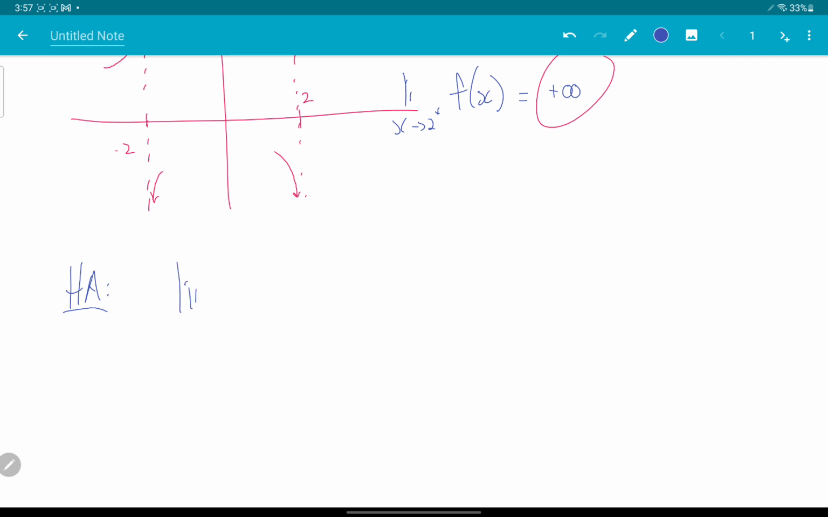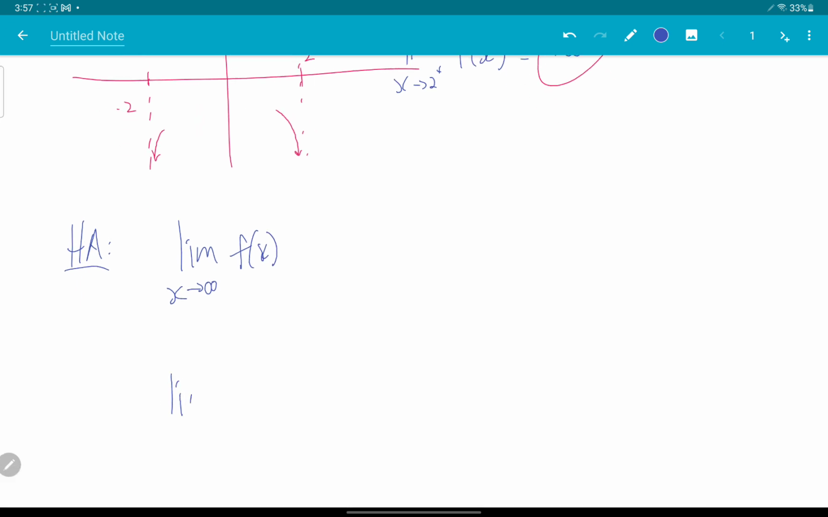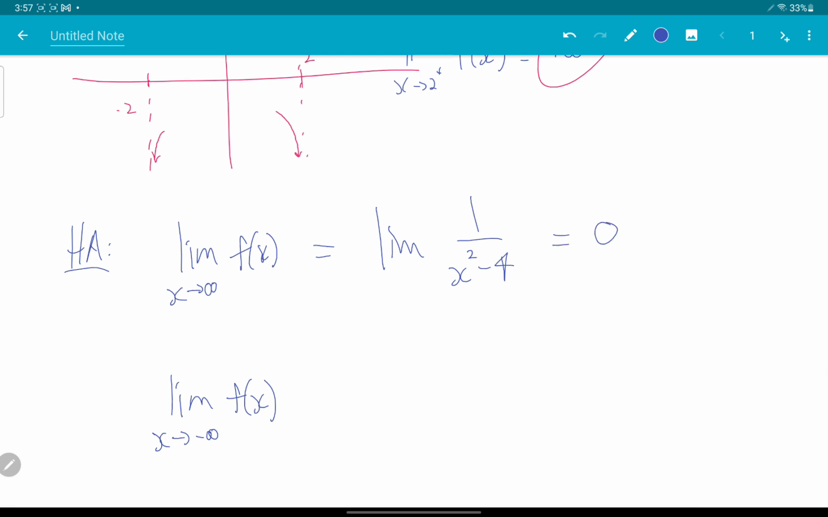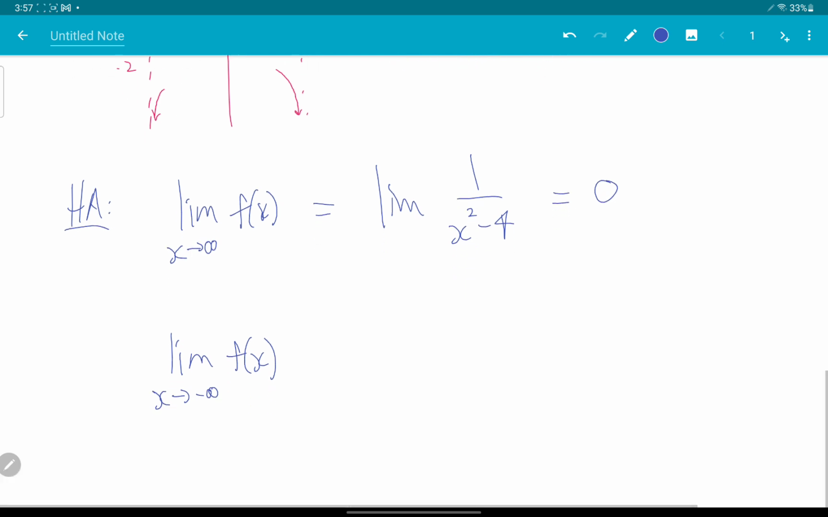I'm doing two limits. Limit as x goes to plus infinity of f of x, and also the limit as x goes to minus infinity of f of x. So that's the limit of 1 over x squared minus 4. So I got an infinity downstairs, so I get 0. And here I get the same thing, but minus infinity, but same result. Also get 0.